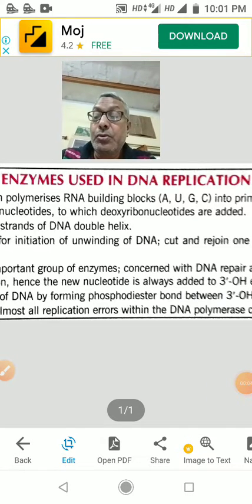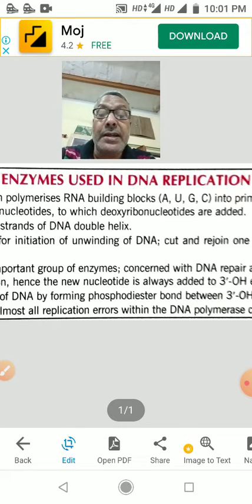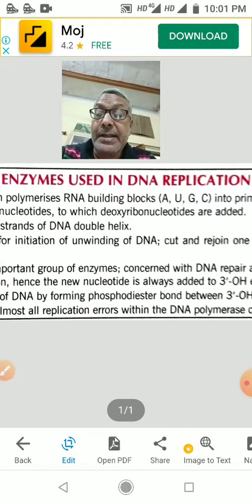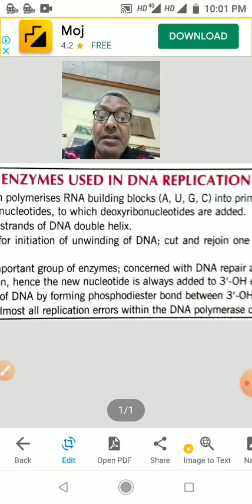Children, today I am going to teach you enzymes used in DNA replication. The process of replication requires a set of catalysts. The catalysts in all living cells are called enzymes.